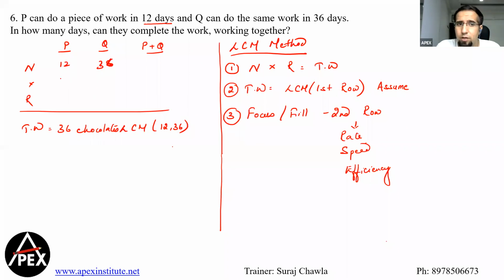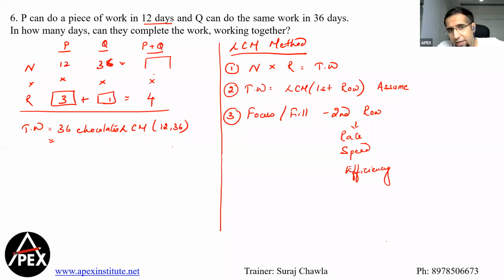Now listen to me carefully. You are eating 36 chocolates in 12 days. In 1 day, how many chocolates will you eat? Quick responses, 3 chocolates. I am eating 36 chocolates in 36 days. In 1 day, how many chocolates will I eat? 1 chocolate per day. So you are eating 3 chocolates per day and I am eating 1 chocolate per day. So together we are eating 4 chocolates a day. If we are eating 4 chocolates a day, in how many days will we eat 36 chocolates? That is 9 days, and the number of days is 36 by 4, which is equal to 9.